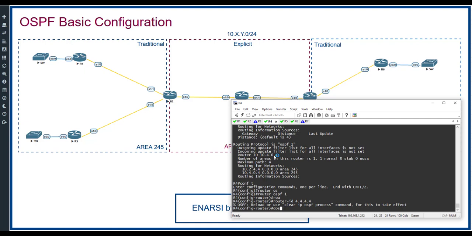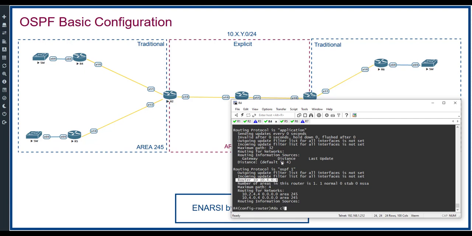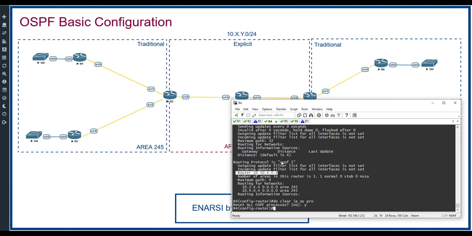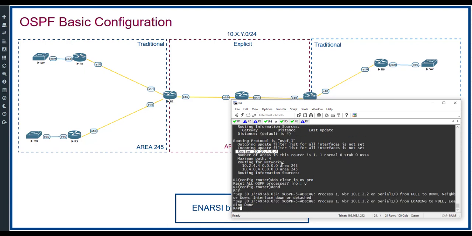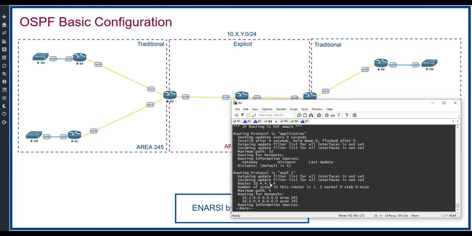Look at here in do show IP protocol. As you can see, we still have the previous router ID. Now let me clear the neighborship. Do clear IP OSPF process. That's it. Reset all OSPF process. Yes, that's it. And now the router ID should change. Look at here. As you can see, the neighborship goes to down state, and then the neighborship is enabled again. In show IP protocol, we can see that the router ID is quad 4.